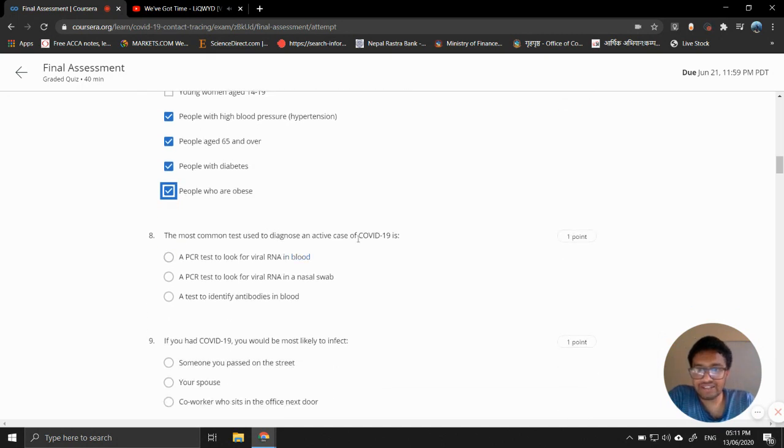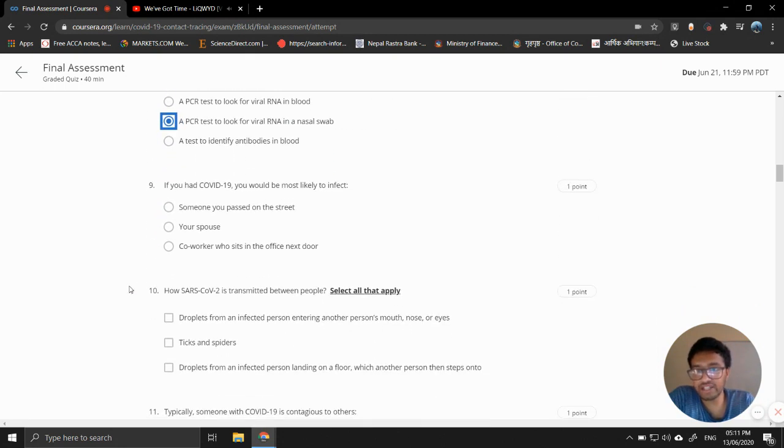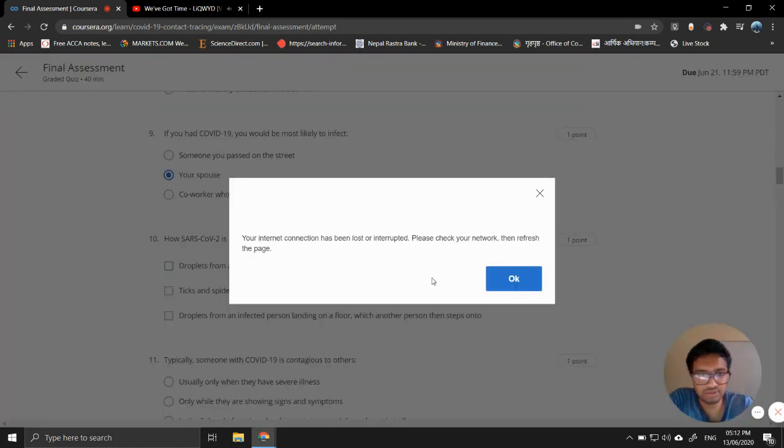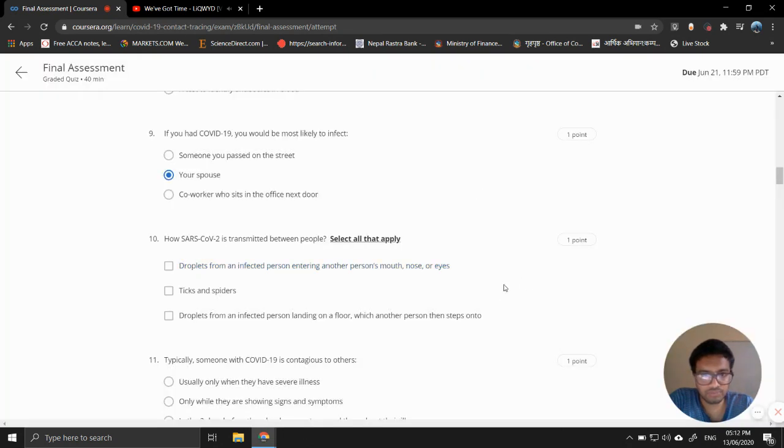The common test used to diagnose an active case of COVID-19 is a nasal swab. If you had COVID-19, you would most likely infect your spouse. That's your correct option. Number 10, how SARS-CoV is transmitted between people: droplets from an infected person entering another person's mouth or nose.